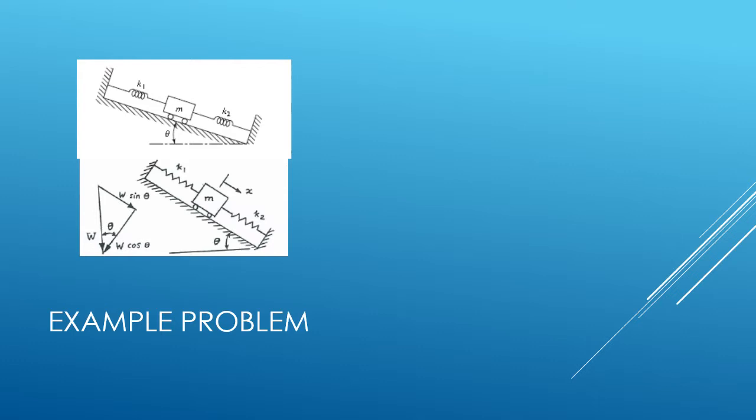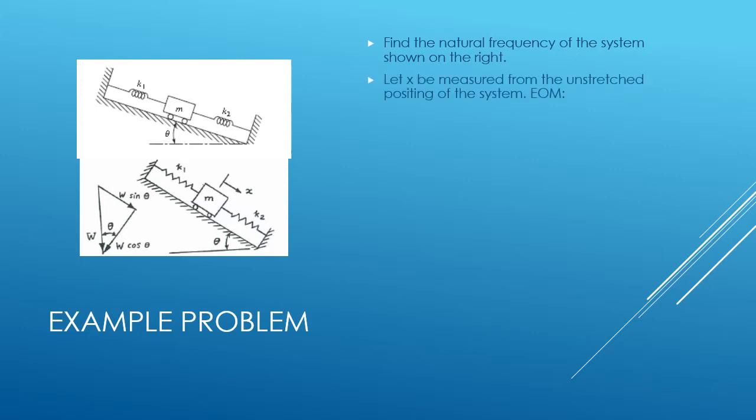And that's pretty much all the theory behind the free response of damped and undamped systems. So we'll finish it off with an example. In this simple example, the question asks us to find the natural frequency of the system, which is shown in the picture. So the free body diagram will look similar to this, just underneath the system.